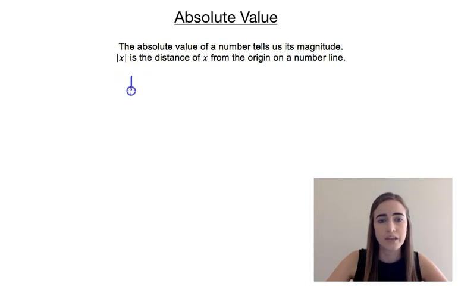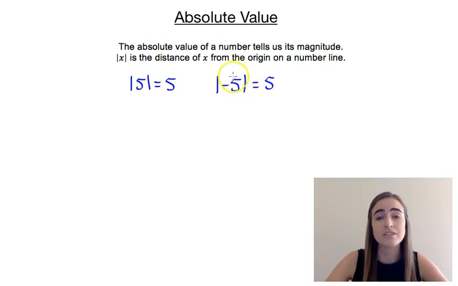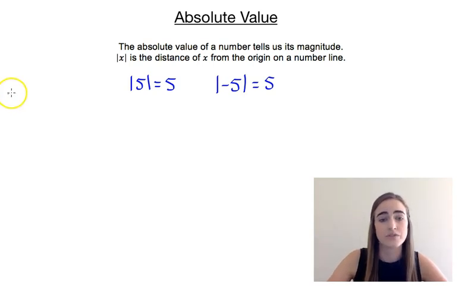So for example, if we had the absolute value of 5, that would be equal to 5 because 5 is 5 units from the origin. The same thing if we look at the absolute value of minus 5, that would give us a value of 5 as well, because it's 5 units from 0 as well. It's just in the opposite direction. So we're going to have some equations and inequalities that involve absolute values.